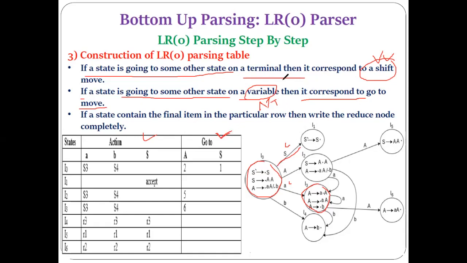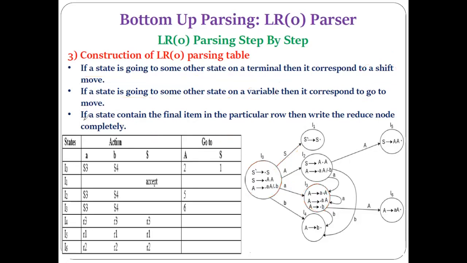You make the shift move and entry into the action column when a state goes to the other state on a terminal, and you make the go to move into the go to column when a state goes to the other state on a non-terminal. The third important thing: if a state contains the final item in the particular row, then we have to make the reduce entries. So these three important things you should keep in mind.